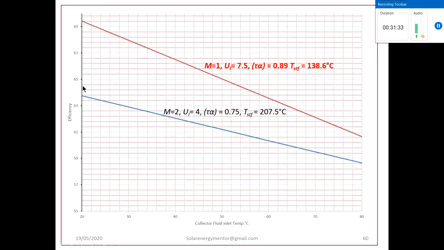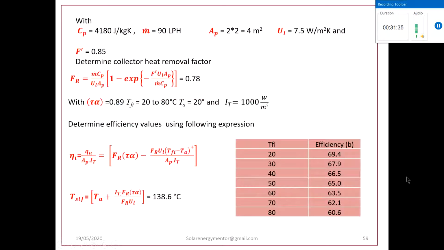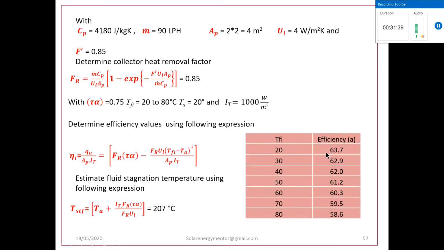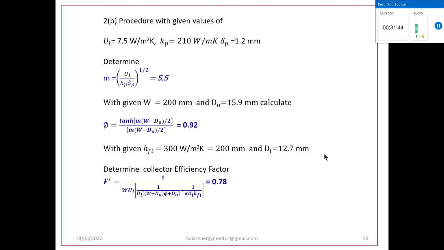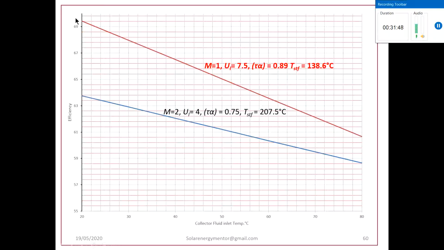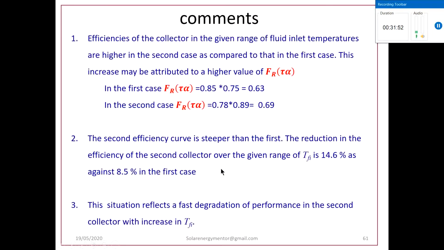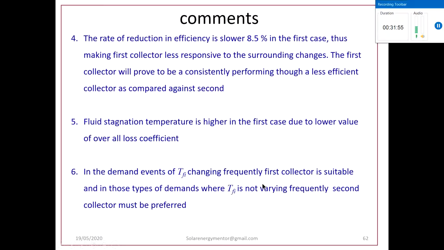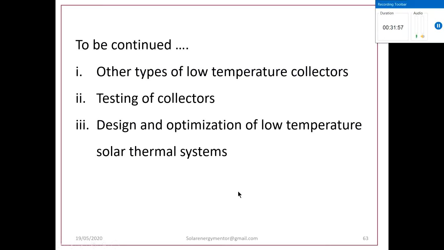And then what is the difference here? Difference in the maximum efficiency. This we can see. Maximum efficiency is 69.6 here, and then 63.6, 63.7. So 63.7 and 69, it is just 6% of efficiency difference. So it is not much difference. So in these situations, we can use these collectors.